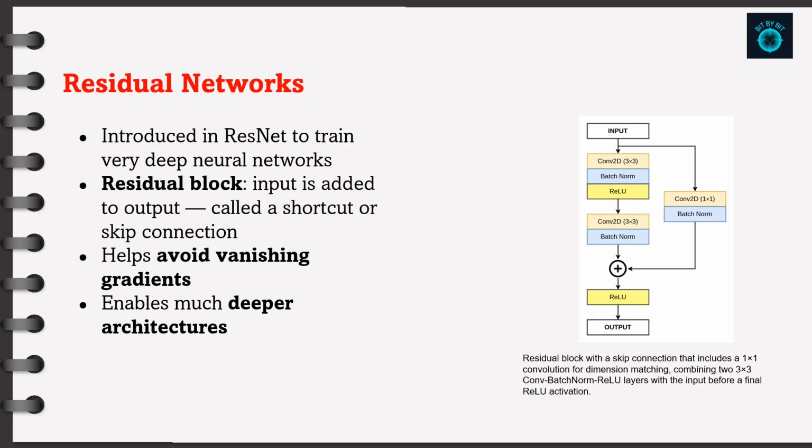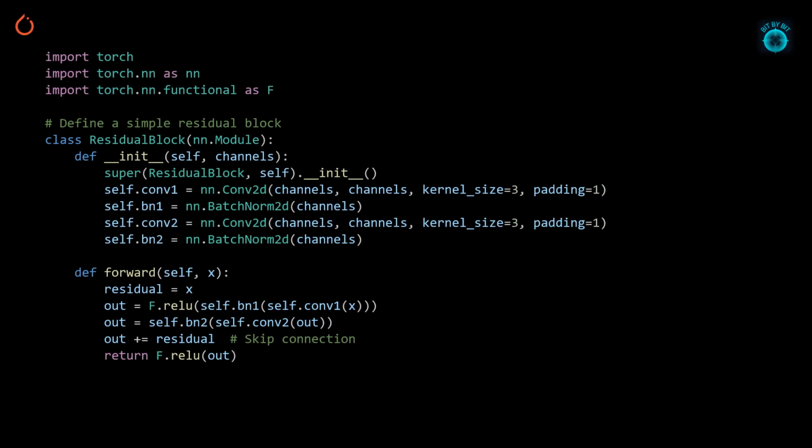Now let's look at how to implement a residual block in PyTorch. We start by importing PyTorch modules. Next, we define a custom class called ResidualBlock, which inherits from nn.Module. Inside the constructor, we define two convolutional layers. Each one uses 64 input and output channels, a kernel size of 3, and padding of 1 to preserve spatial dimensions. We also add batch normalization after each convolution.